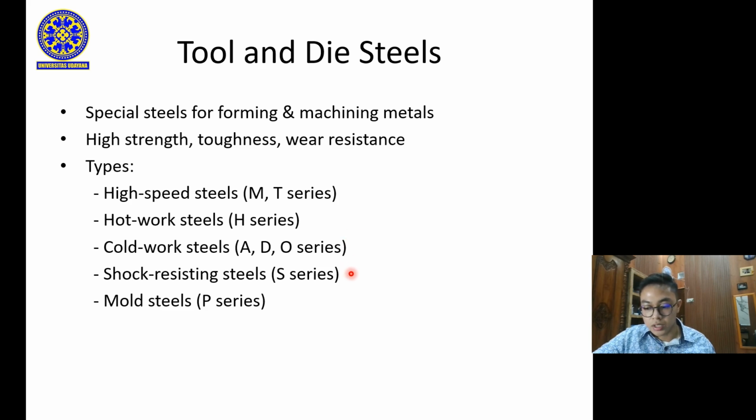Shock resisting steels are used where impact loads are high. Mold steels are used for plastic and rubber processing. These steels enable mass production across industry.